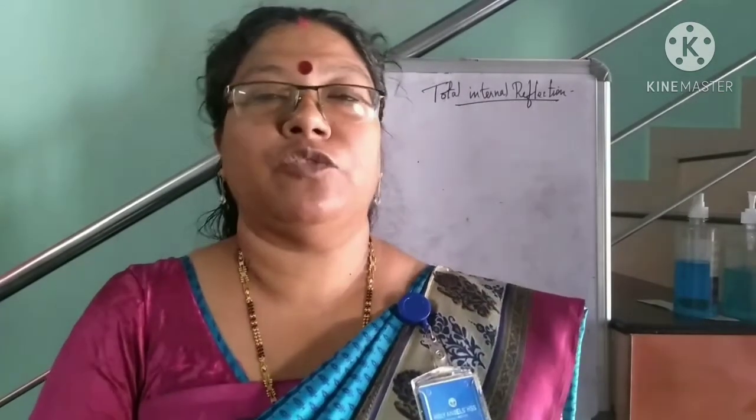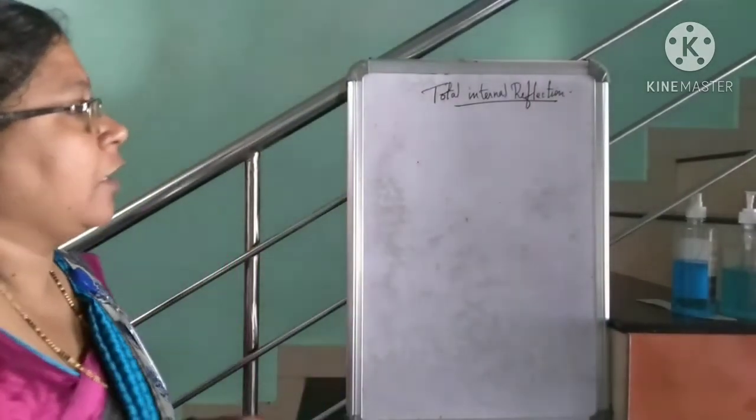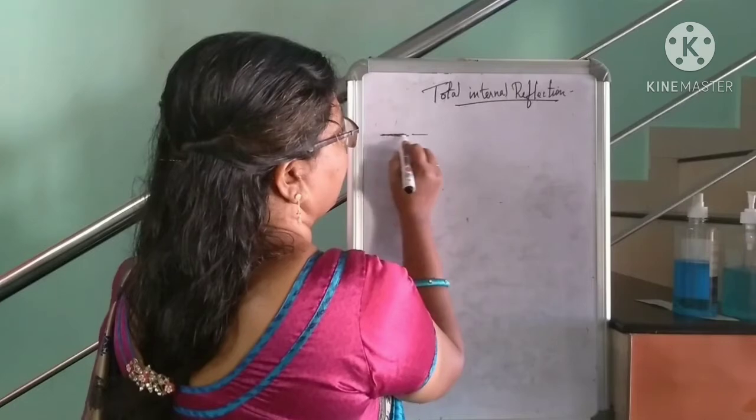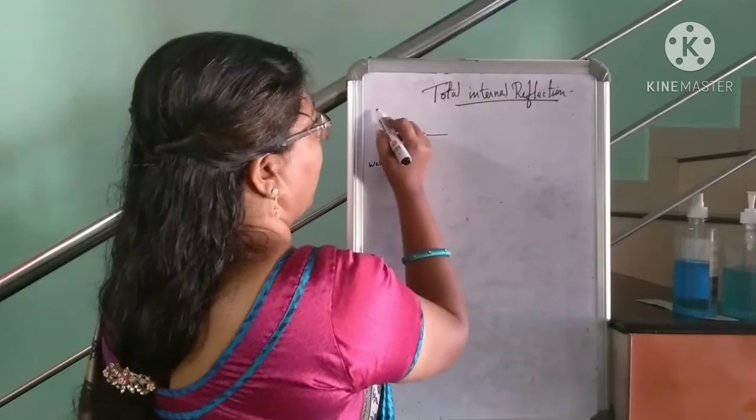Now we can move on to the theoretical part. Suppose a ray of light is passing from a denser medium, that is water, and it moves into the rarer medium, that is air. We can see what happens. I am going to draw 3-4 figures. By drawing those figures, you will be able to understand. So the first figure, total internal reflection: this is the surface. Below the surface it is water and above it is air.